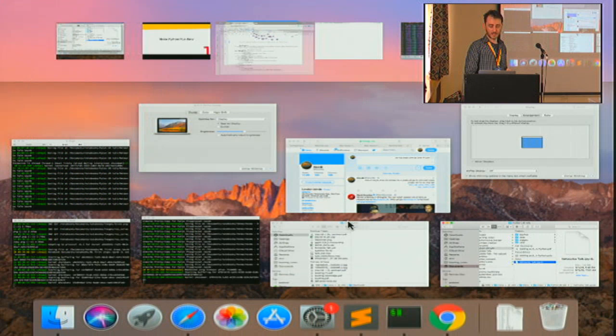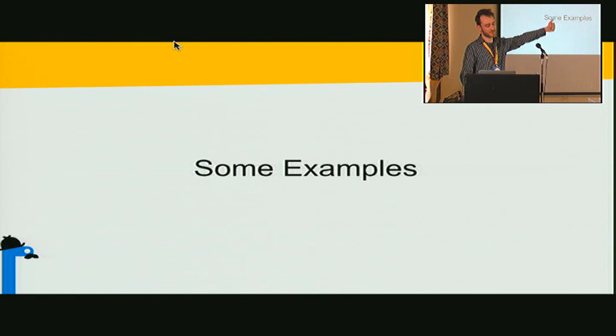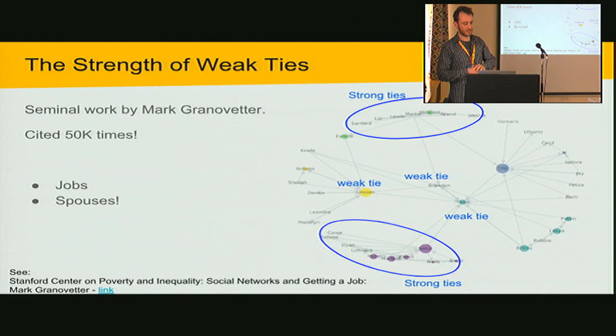So let's see some examples, because I promised you a Eurovision Song Contest, and I'll provide it. The one thing that you must always talk about is the strength of weak ties. Basically, seminal work by Mark Granovetter, a sociologist. It was cited 50,000 times, so it's big. Basically, he showed that the way to get a job or a spouse is by leveraging your weak ties.